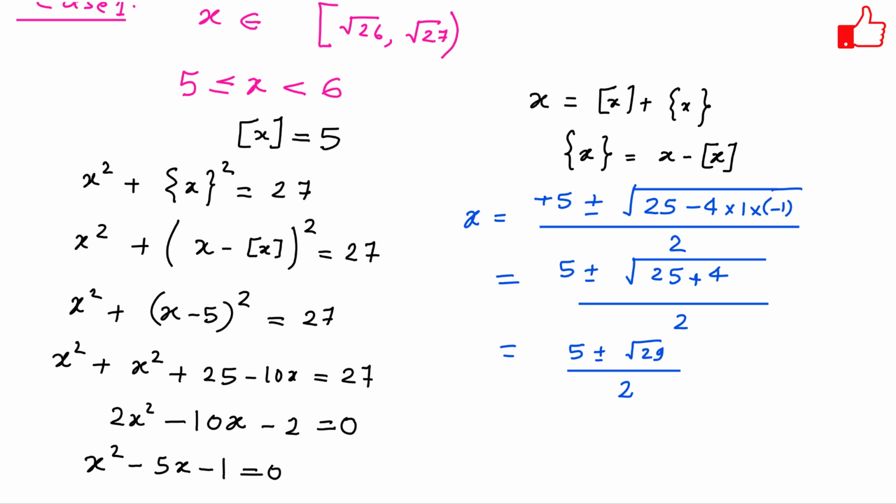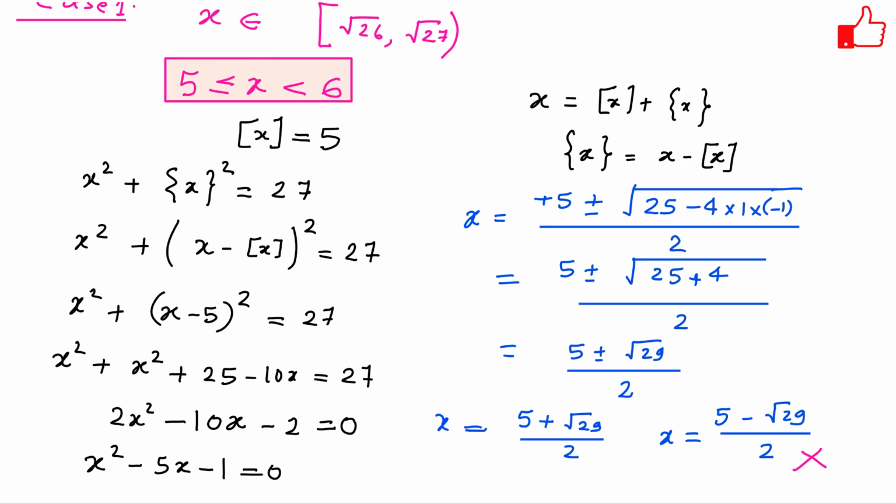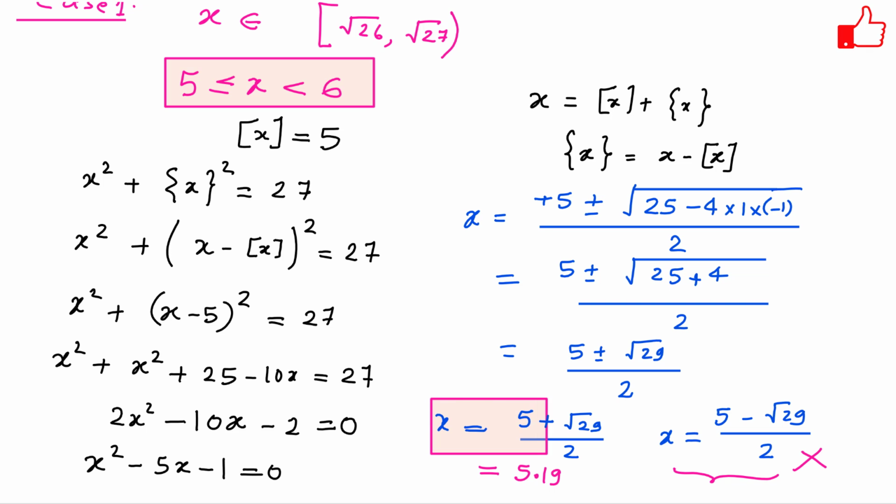So there are two possibilities. If you take the positive root, x is equal to 5 plus root 29 by 2, and if you take the negative root, x is equal to 5 minus root 29 by 2. Now this will not lie between 5 and 6, because we have said that in this case x lies between 5 and 6. So this is not possible. The other will lie between 5 and 6, because if you calculate, it comes to around 5.19. So this is between 5 and 6, so this is an acceptable solution.